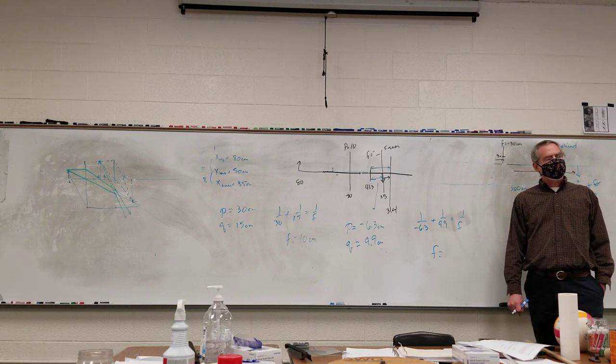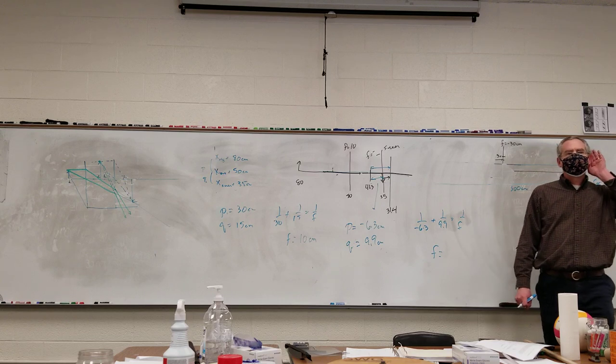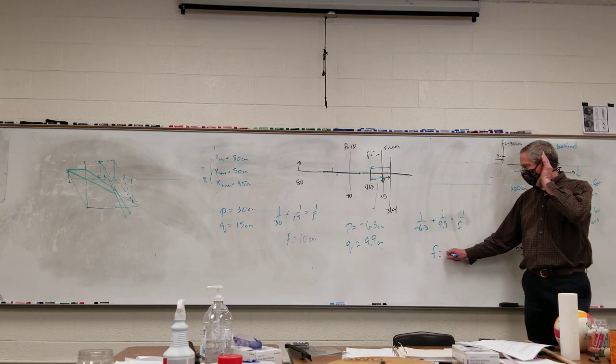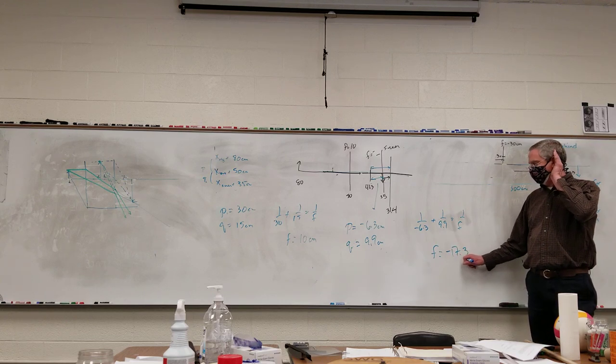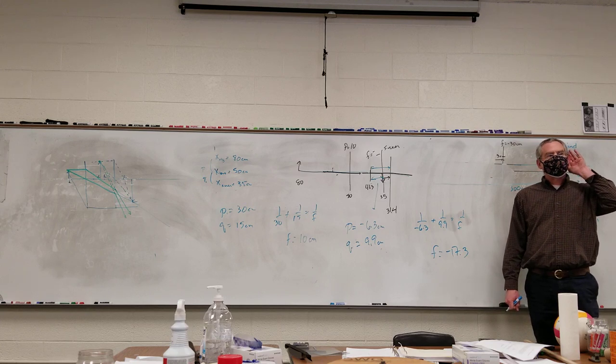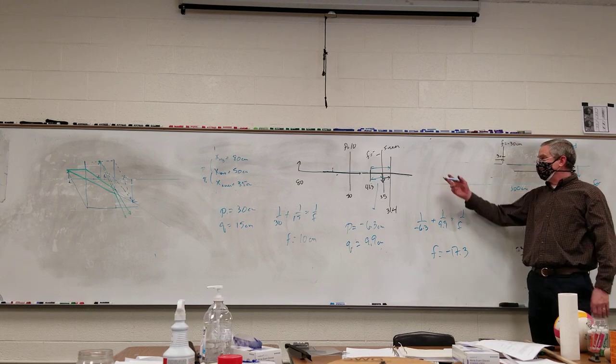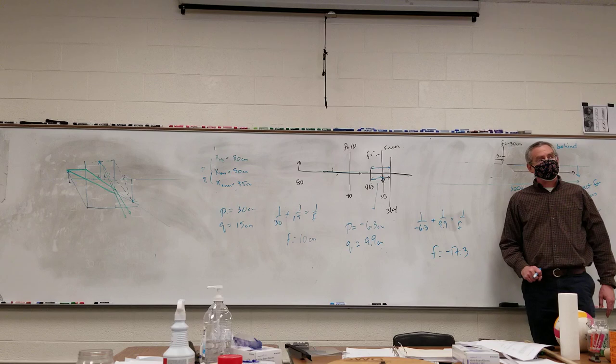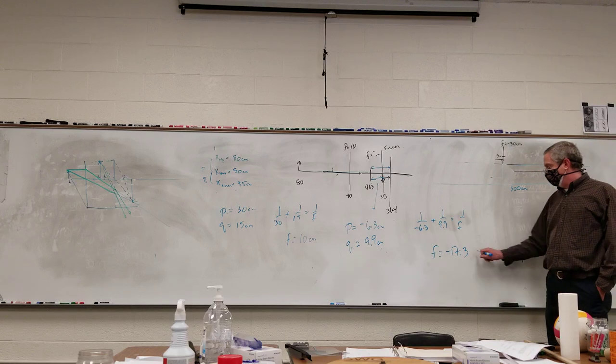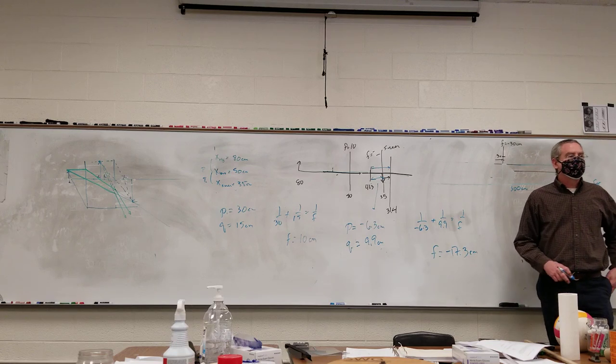You have what again? 4.8 centimeters. Something's off. Yeah. I got negative 17.3. Oh, I've got the, okay. The reason is because I know it's a divergent lens, so it better be a negative focal length. I forgot a negative sign. Yeah, that'll do it.